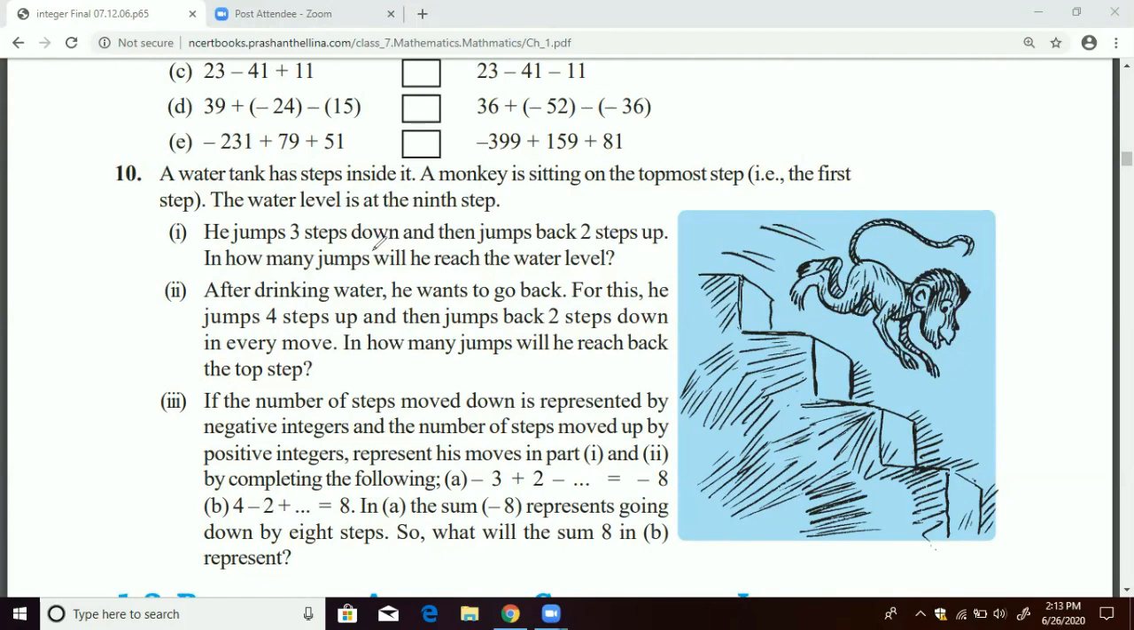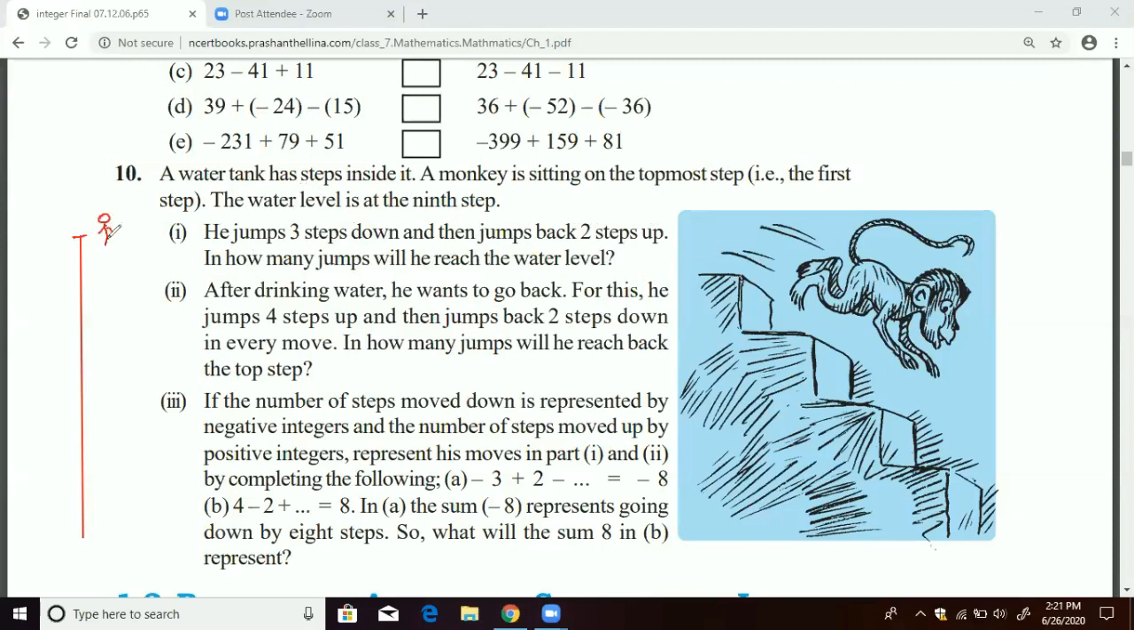Okay. So we can see there is a water tank, and this water tank has steps inside it. The monkey is sitting at the topmost step. Now listen to this question. The habit of the monkey is he will jump three steps down, then jump 2 steps up. That is the habit of the monkey. Then the question is how many jumps will he need to reach the water level?